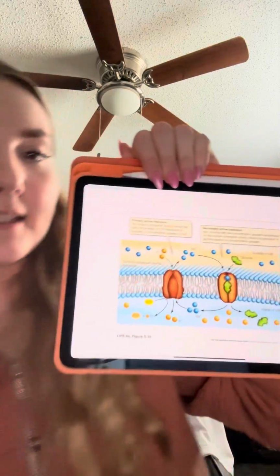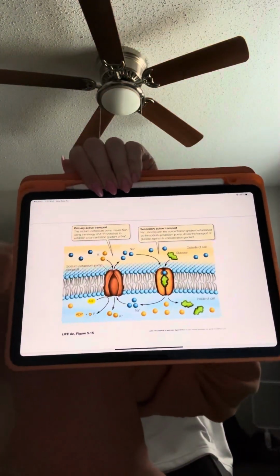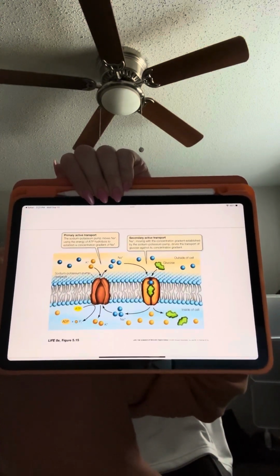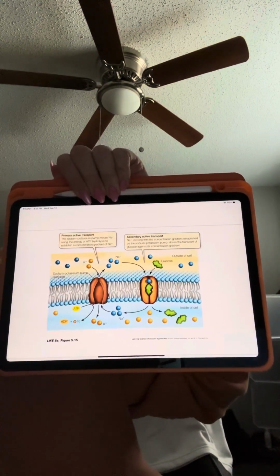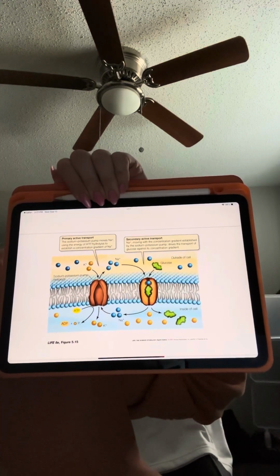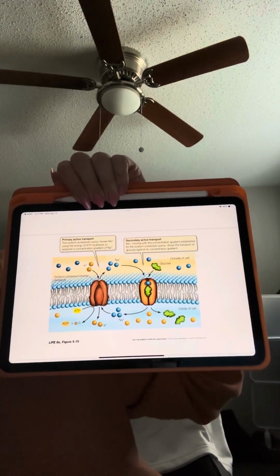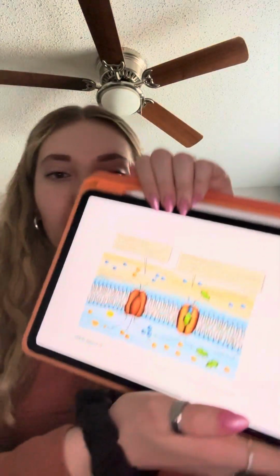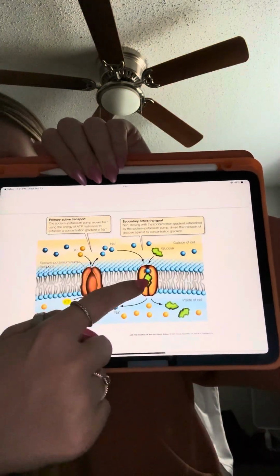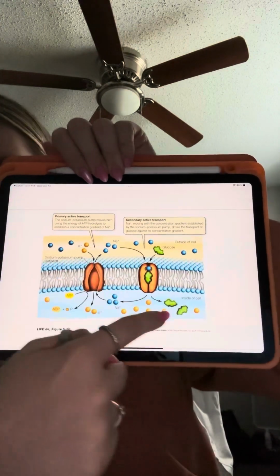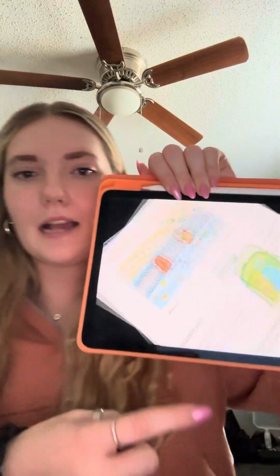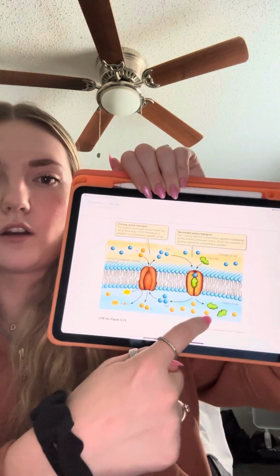Then there is secondary active transport, and that would be when the sodium moves with the concentration gradient that was established by the sodium-potassium pump, and now it drives the transport of glucose, which is this little green molecule, against its concentration gradient. So as you can see, that sodium is coming in and it's forcing that glucose to go across the membrane and go against its concentration gradient as it is moving to an area where it's already higher down here.